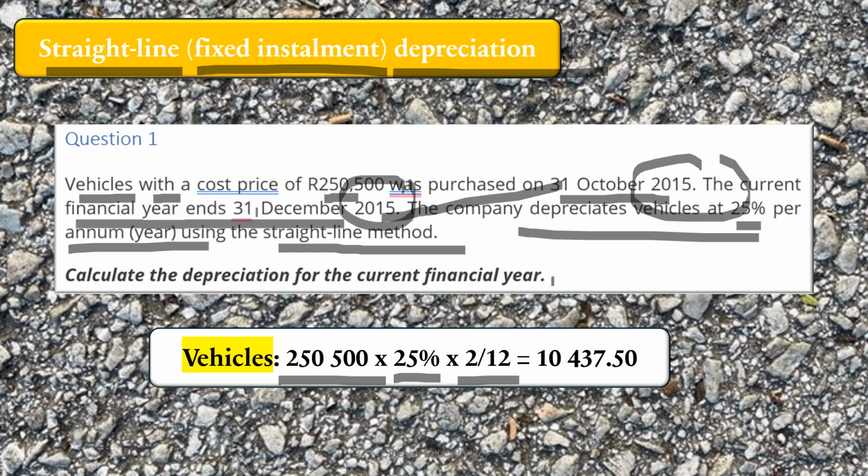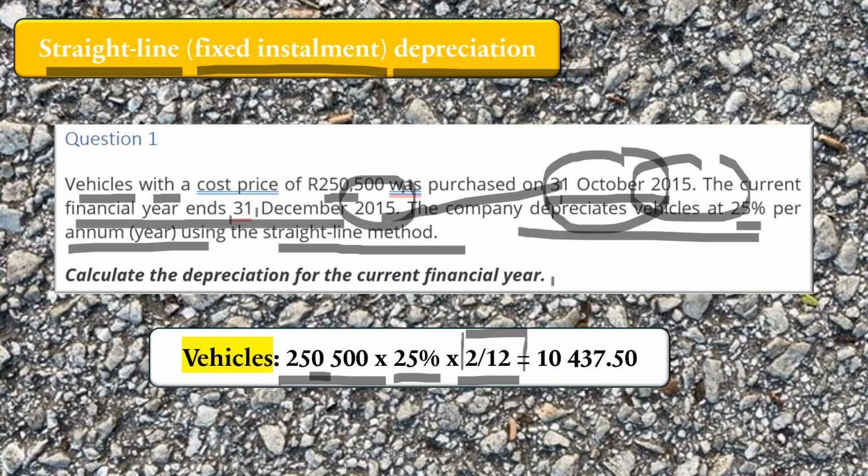And if you go and see from October 31st, the 31st of October, so it's the end of October 2015, to our financial year end, the 31st of December, it is 2 months.